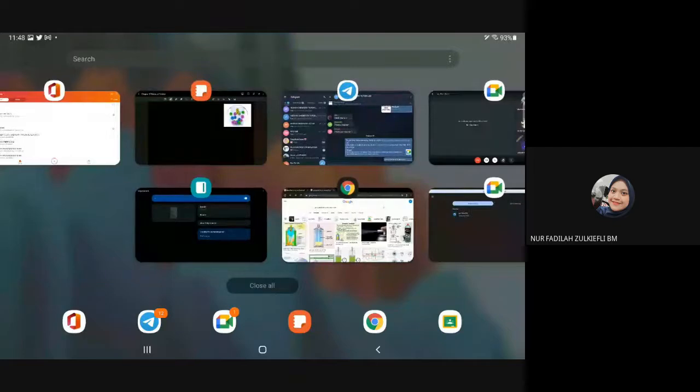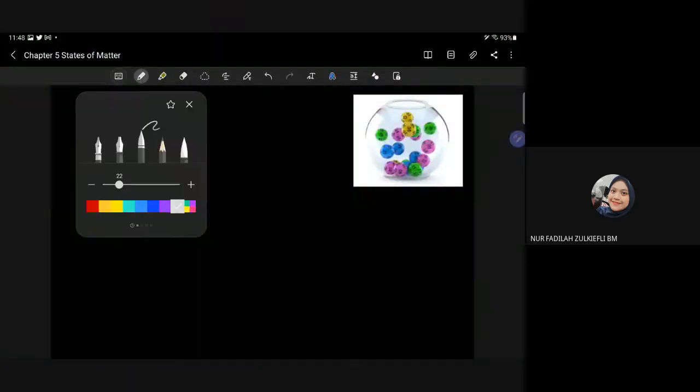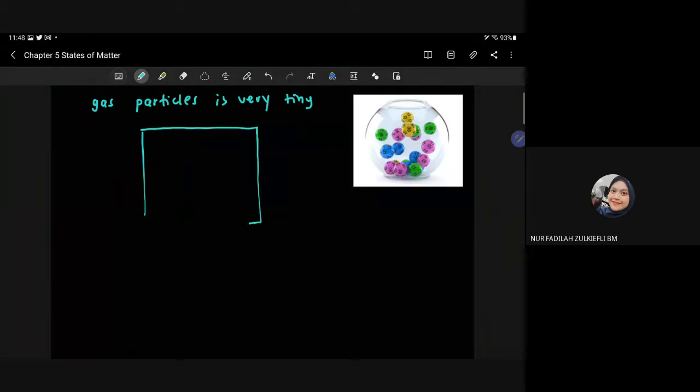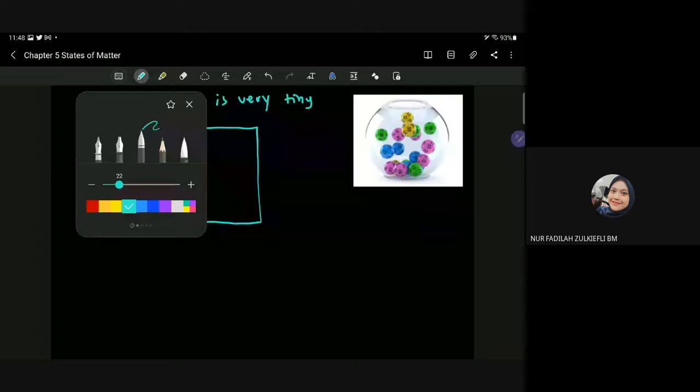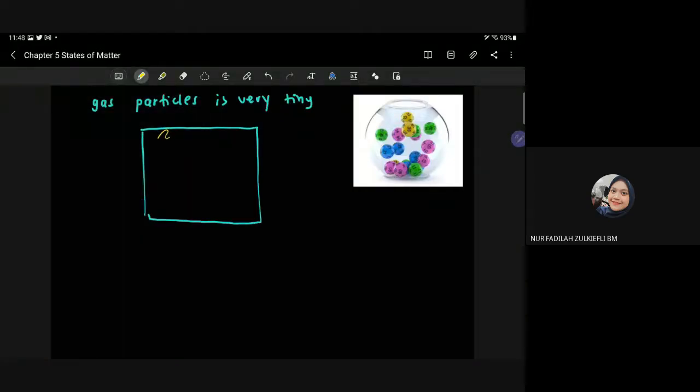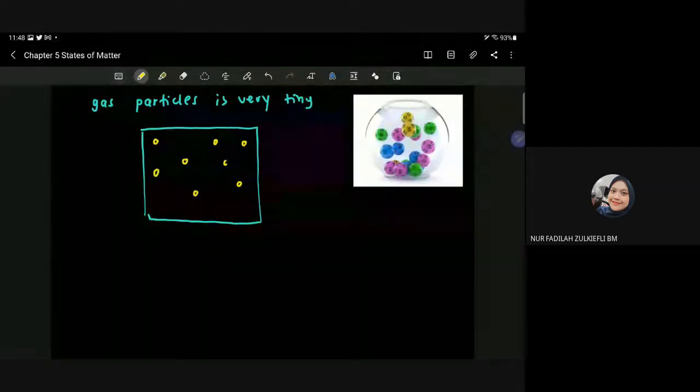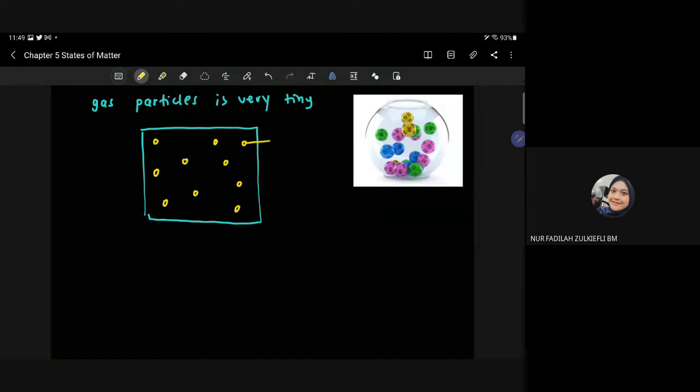Mana teacher punya notes? Okay, contoh yang ni. So dia kata the first one is the volume of gas molecules are negligible. Apa yang dimaksudkan dengan negligible adalah dia sebenarnya macam ni. Gas particle is very, very tiny. So maksudnya, let's say kalau kita ada one container, biasanya teacher akan draw gas particles tu sebagai bentuk bulat je lah. Ini teacher refer kepada gas particle.